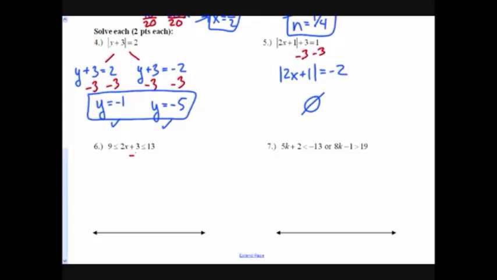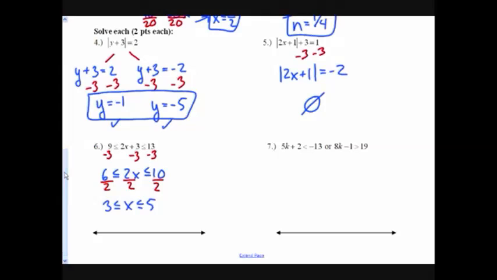First thing I'm going to do is subtract the 3. And I do that from all three sides. That gives me 6 is less than or equal to 2x less than or equal to 10. And now I divide by 2. And again, I do it to all three sides. So I end up with 3 is less than or equal to x less than or equal to 5.